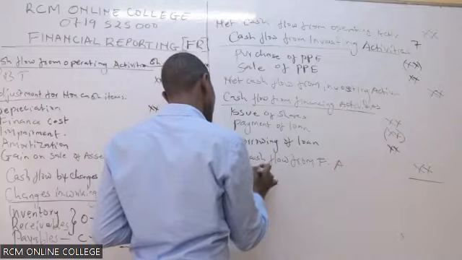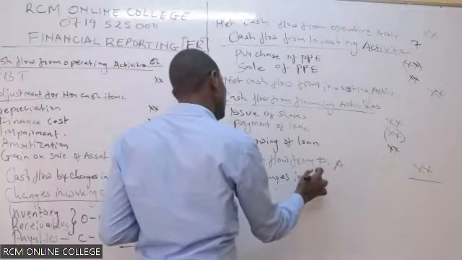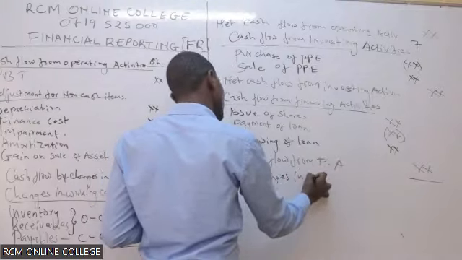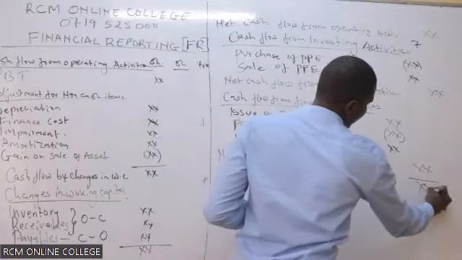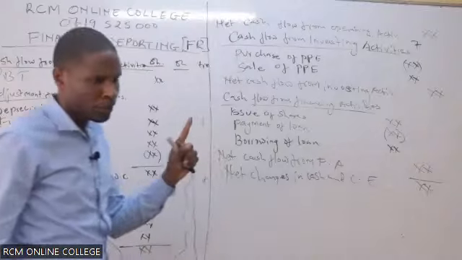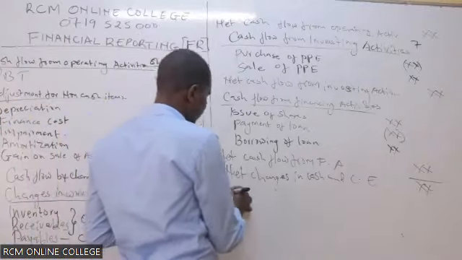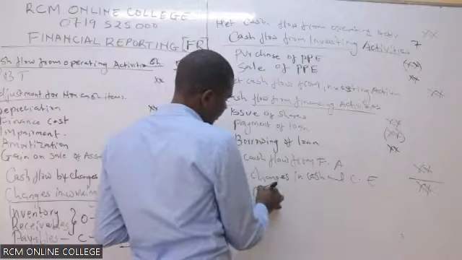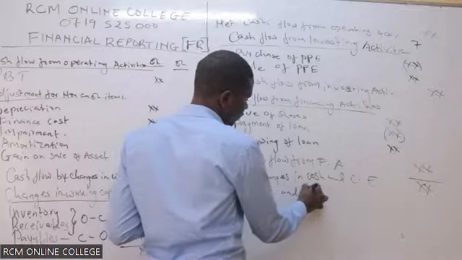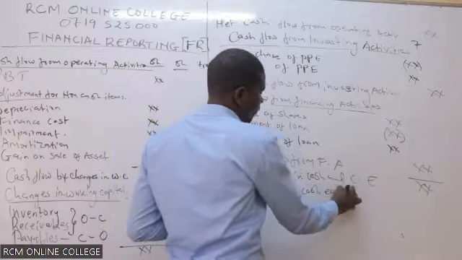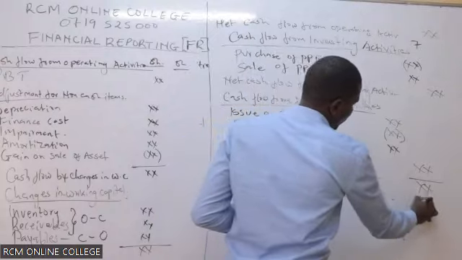Net changes in cash, na hizi ni free marks hapa chini. Cash and cash equivalent. Net changes in cash and cash equivalent ndio itakuwa hapo. Then you add cash and cash equivalent brought down.